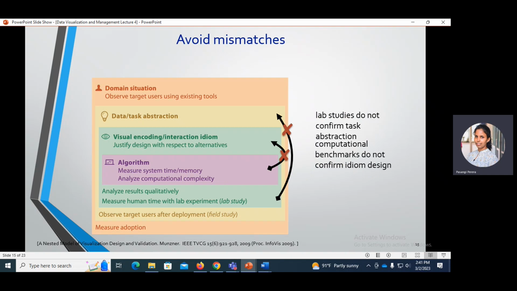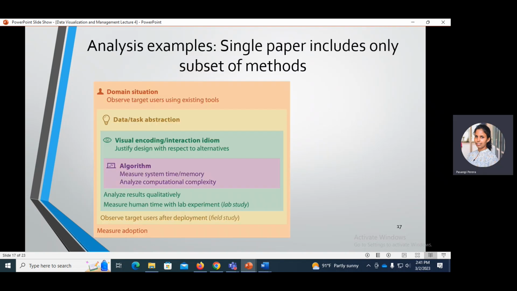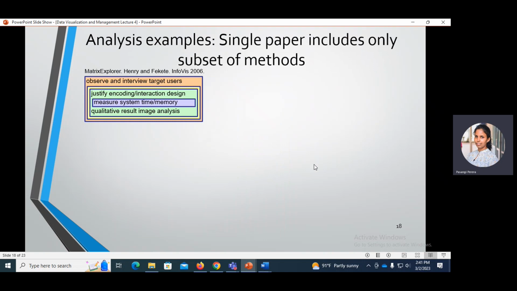That is all about the nested models. If we go through an analysis example, a single paper includes only a subset of methods. Sometimes a single paper may include only a subset of methods. Here again, I have mentioned the previous levels as well.